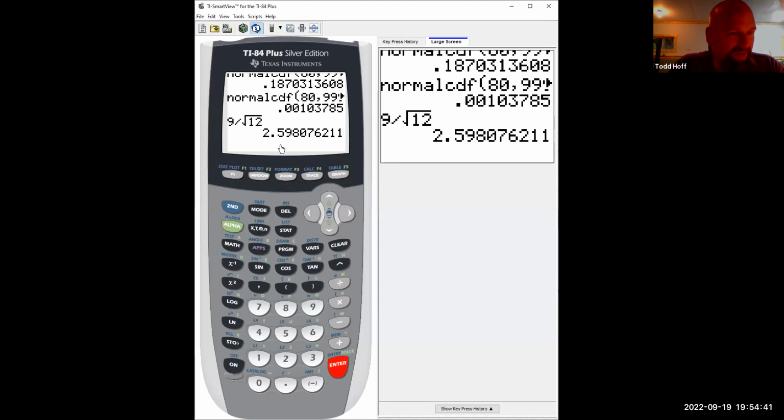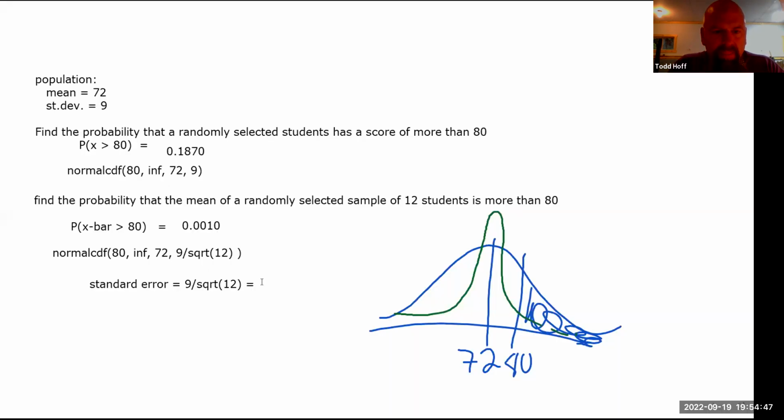That gives us 2.598. That's the standard deviation now, or standard error, instead of the 9 that we were using before. So now that 80 is several standard deviations away from the mean because we're looking at the means of the samples rather than just single individual values. So when we're talking about sampling distributions, that's something you have to keep in mind.